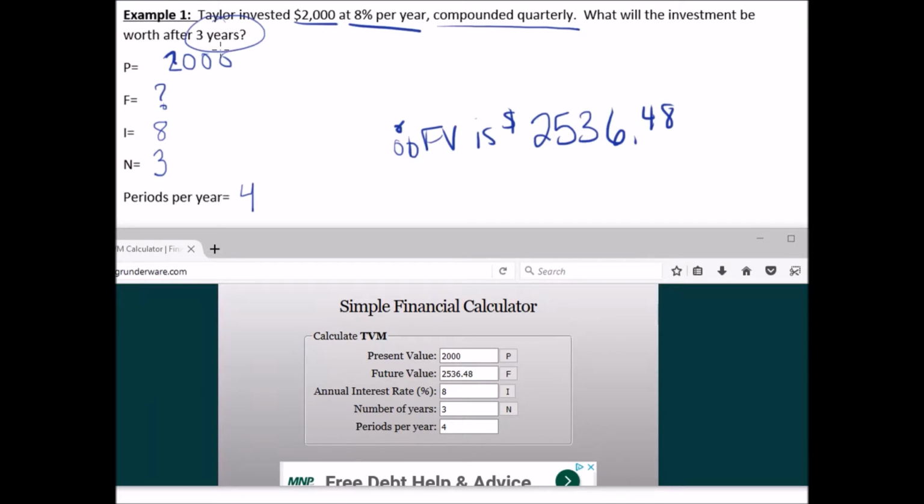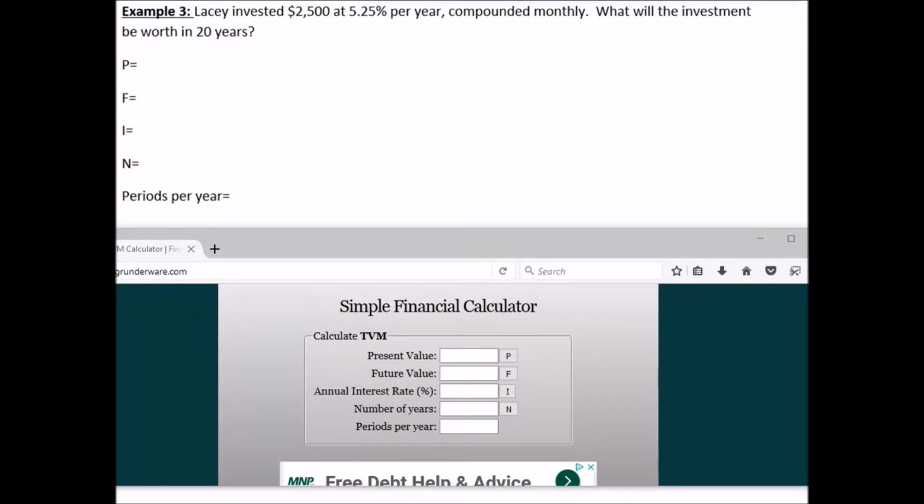Let's do another example. Alright, so Lacey invested $2,500 at 5.25% per year. So the principal amount is $2,500 and the interest rate is 5.25. Again, when we use a TVM solver, we do not convert that into a decimal. Okay, this is compounded monthly, so there's 12 periods per year. What will the investment be worth after 20 years?